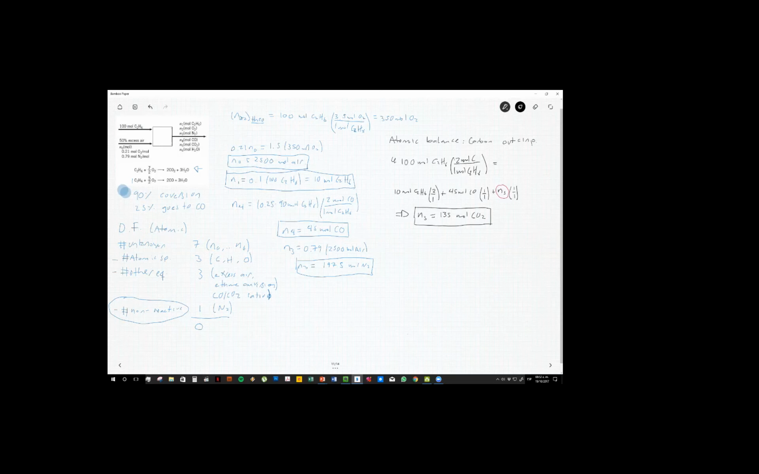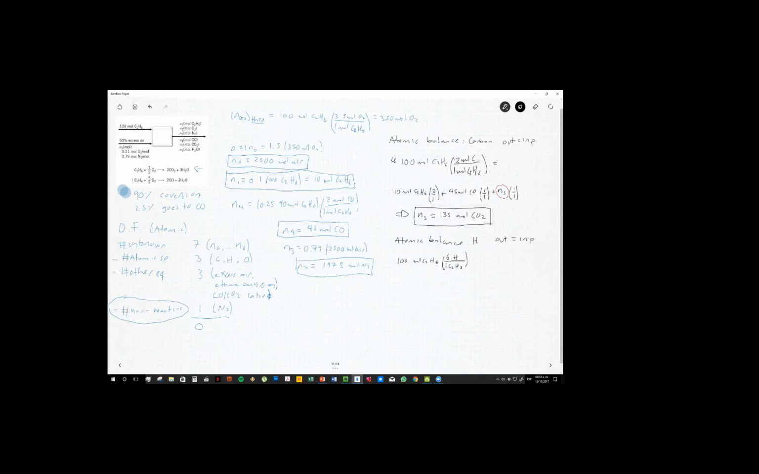So we're almost done. Now we're going to have an atomic balance for hydrogen. Again, output is equal to input, as usual. In this case, the inlet is just the hydrogen that goes in with the ethane. So again, 100 moles of ethane, and with the stoichiometric relation, for each mole of C2H6, we have 6 moles of atomic hydrogen.